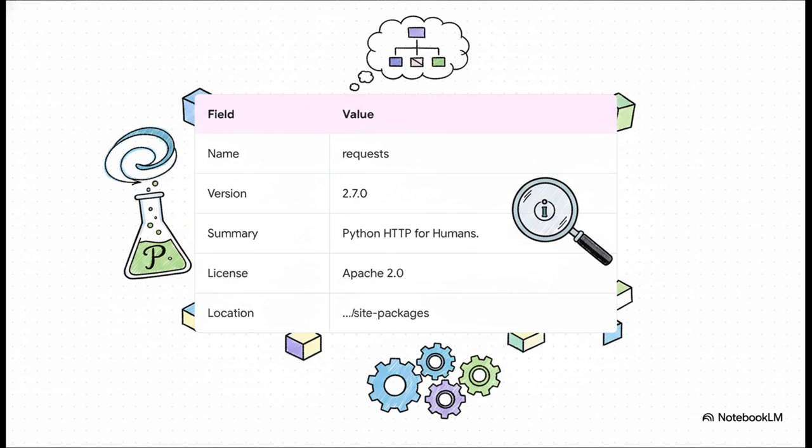And hey, if you ever forget what version of a package you're using or you're trying to hunt down a weird bug, the pip show command is your best friend. It gives you a super quick and clean report on any package inside your active environment.